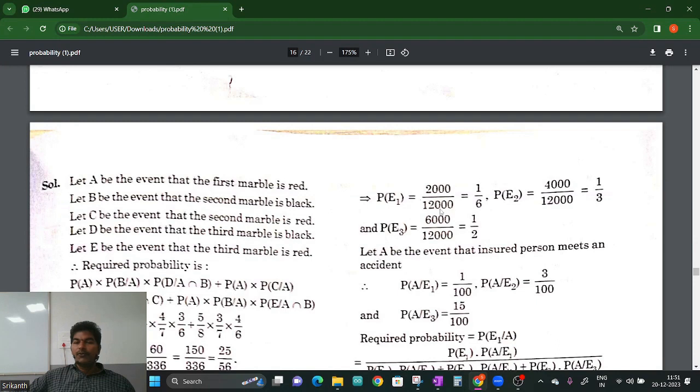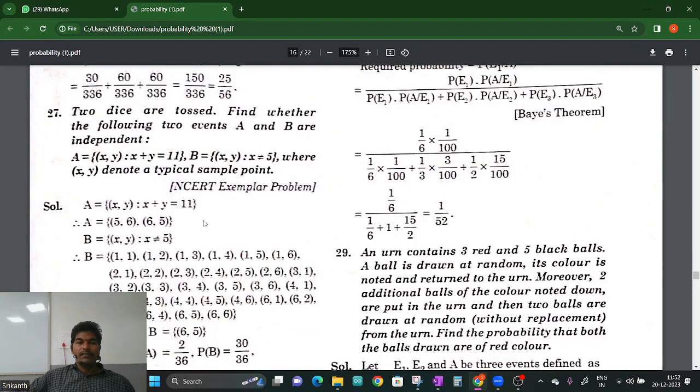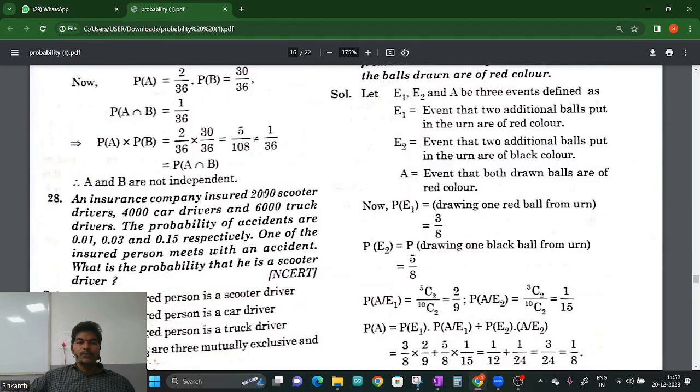Scooter driver out of total 12,000 drivers. 2,000 scooter drivers out of 12,000 drivers. Look at, calculate this value. Look at this number. Scooter drivers is 2,000. Total is how much? 4,000 plus 6,000, 10,000 plus 2,000, 12,000.